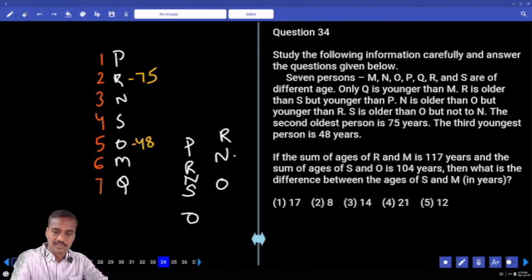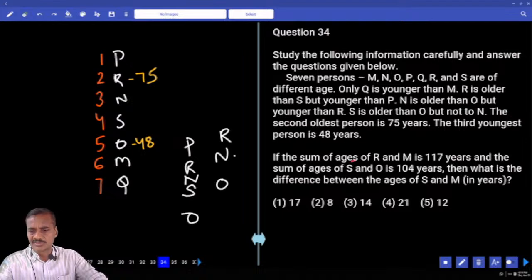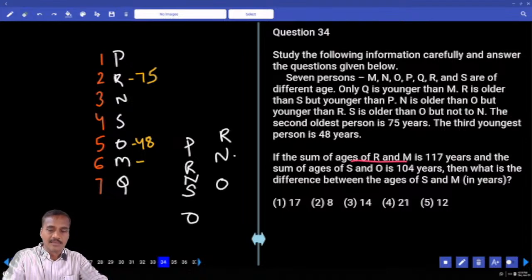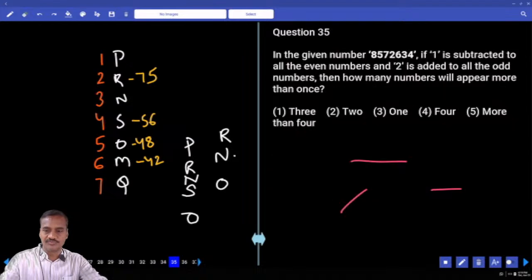O is 48. Now, the sum of R and M is 117. R is already 75. And R and M 117 అన్నాడు. మరి M ఎంత అవ్వాలి? 117 minus 75, 42. సరిపోయిందా లేదా? అండ్ నెక్స్ట్ వన్ S and O is 104. O 48. మరి S ఎంత అవ్వాలి? 104 minus 48, 56. Now S is 56. Then what is the difference between S and M? 56 and 42, 14. 14, choice 3, question number 34.